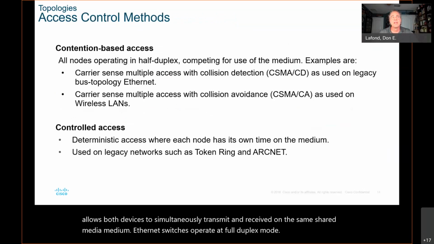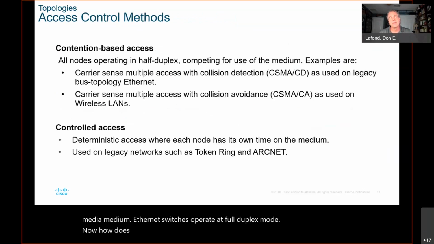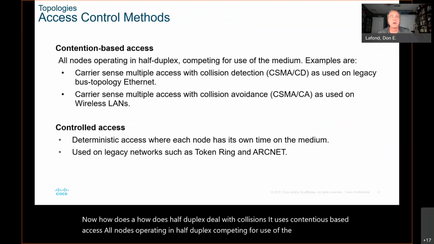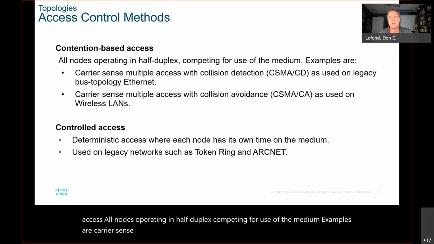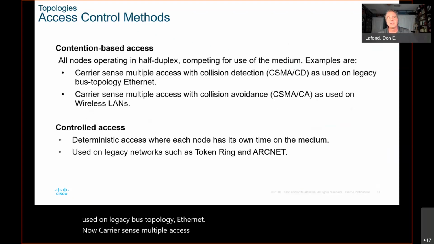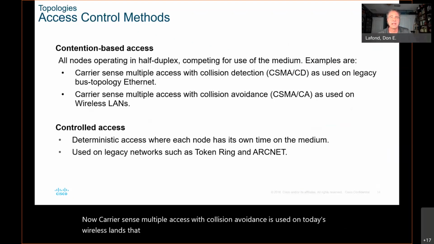Now, how does half duplex deal with collisions? Well, it uses contention-based access. All nodes operating in half duplex competing for use of the medium. Examples are carrier sense multiple access with collision detection, CSMA/CD, as used on legacy bus topology Ethernet. Now, carrier sense multiple access with collision avoidance is used on today's wireless LANs. That's CSMA/CA. Don't worry, we cover that on the next slide, what each one actually does.